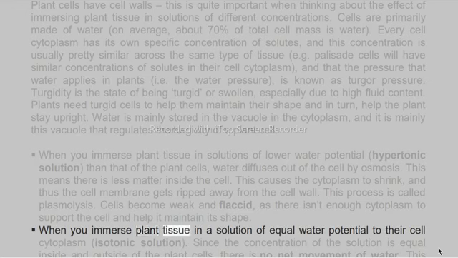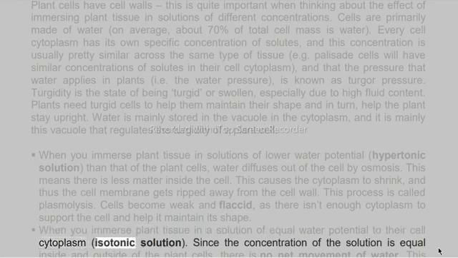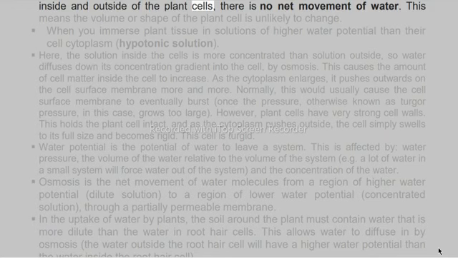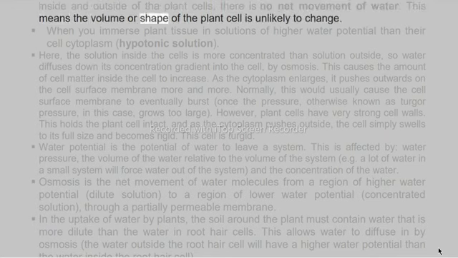When you immerse plant tissue in a solution of equal water potential to their cell cytoplasm, an isotonic solution, since the concentration of the solution is equal inside and outside of the plant cells, there is no net movement of water. This means the volume or shape of the plant cell is unlikely to change.